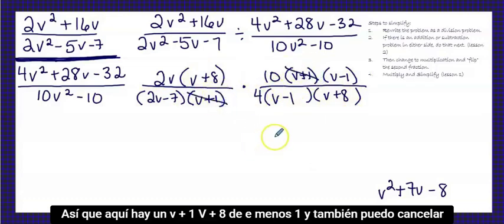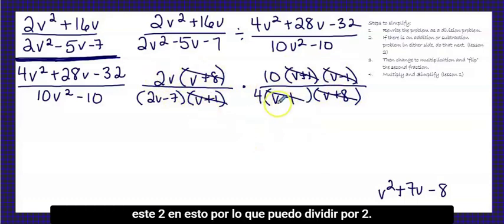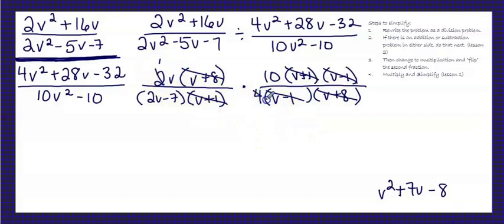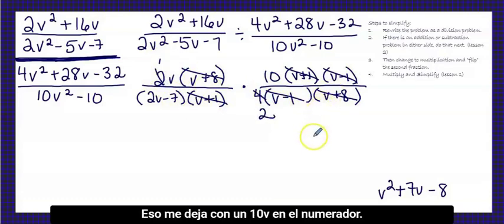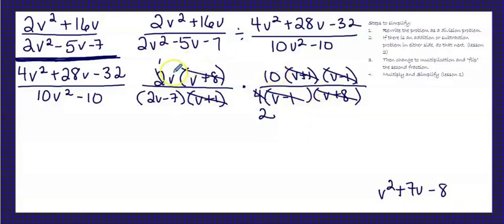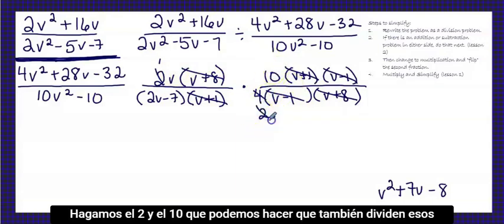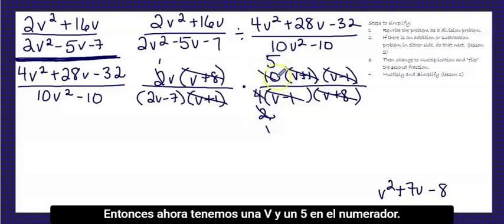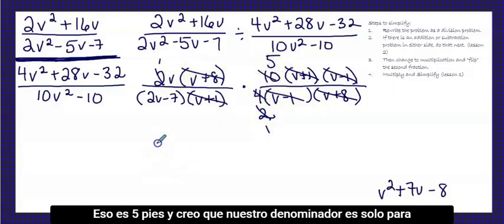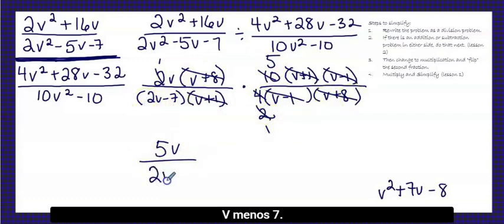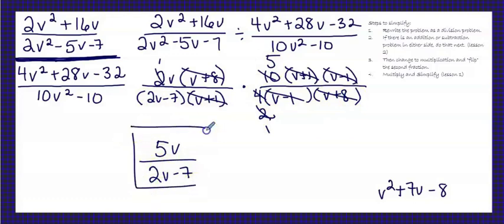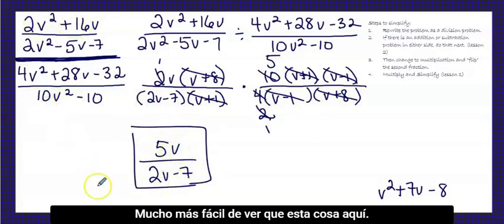So here's a v plus 1, a v plus 8, a v minus 1. And I can also cancel this 2 and this 4, so I can divide by 2. That leaves me with a 10v in the numerator. Unless, oh no, I take that back. Let's do the 2 and the 10. We can do that also. Divide those by 2. So now we have a v and a 5 in the numerator. So that's 5v. And I believe our denominator is just 2v minus 7. A whole lot easier to look at than this thing right here.